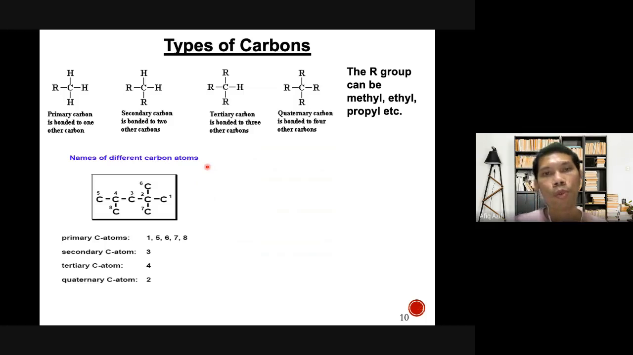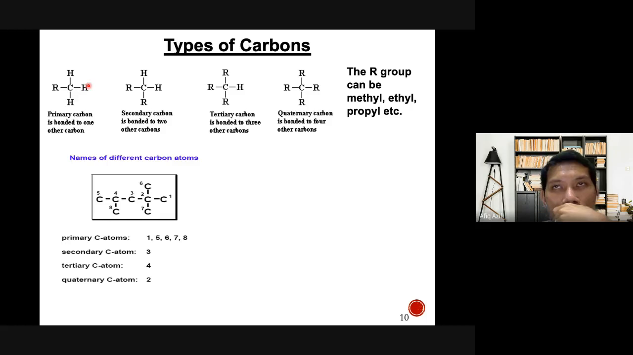So before we begin on to the naming part, you have to be able to identify the types of carbon. You have to know whether the carbon is either primary, secondary, tertiary, or quaternary. So here you have C over here. This is the carbon that we are focusing on. We are trying to determine whether it is a primary, secondary, tertiary, or quaternary.